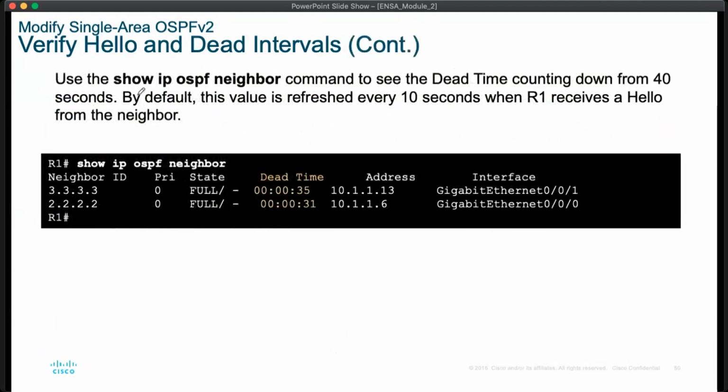Use the show ip ospf neighbor command to see the dead time counting down from 40 seconds. By default, this value is refreshed every 10 seconds when R1 receives a hello from a neighbor.